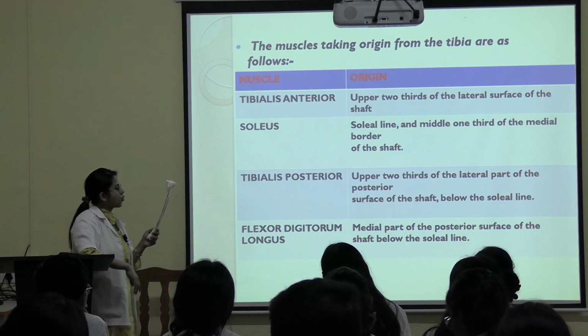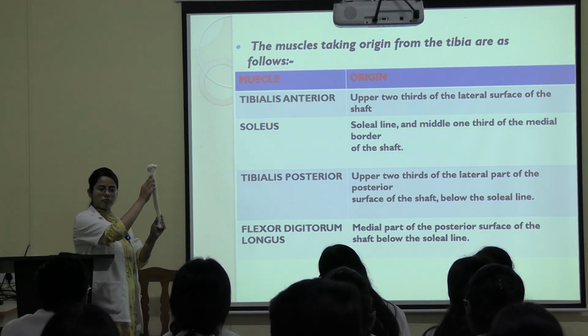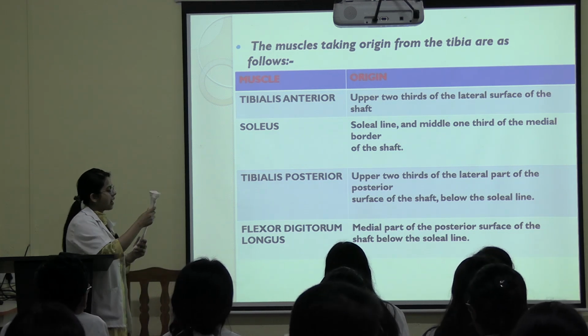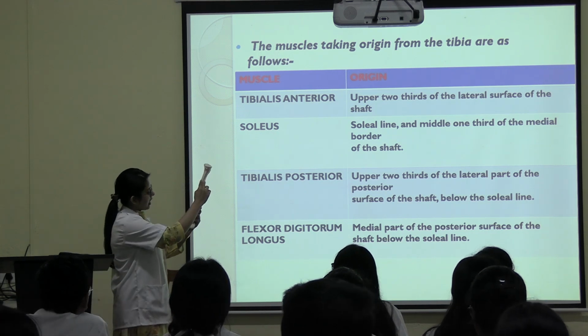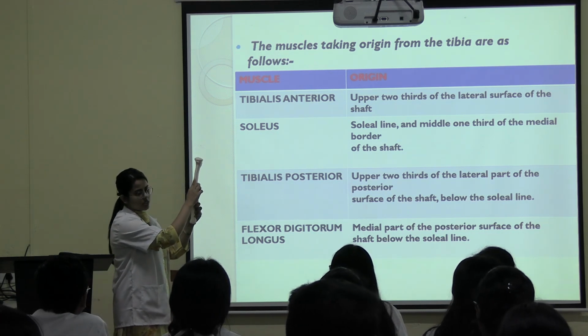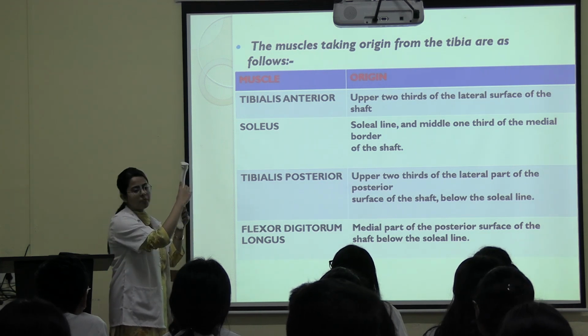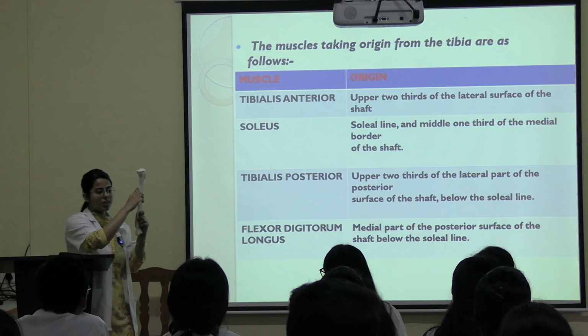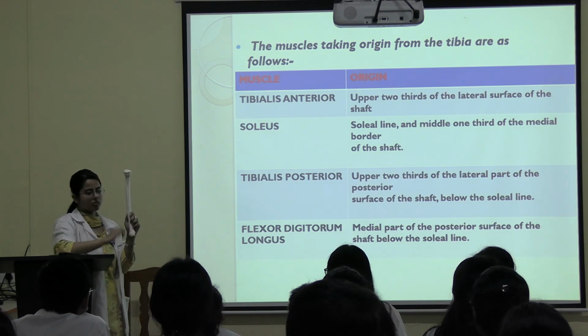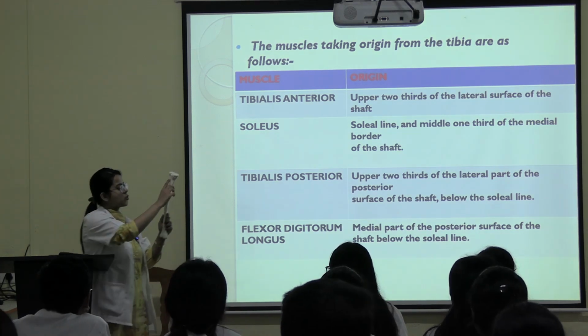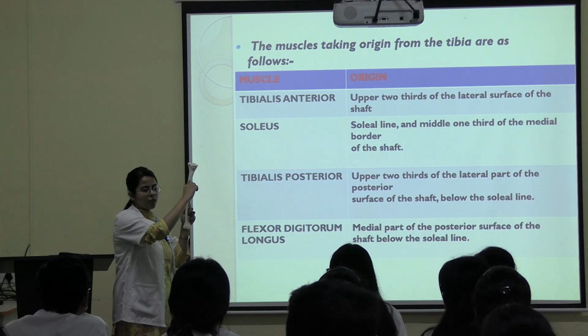Clear? Now soleus. Soleus from the soleal line. Done? And you can see this soleal line is continuing here also. This is what border? Medial border. So soleus will take origin from the soleal line and the medial 1/3 part of the medial border.